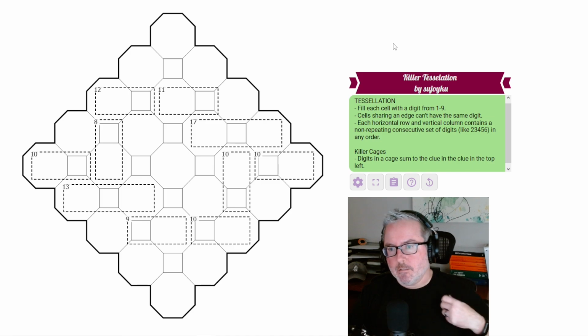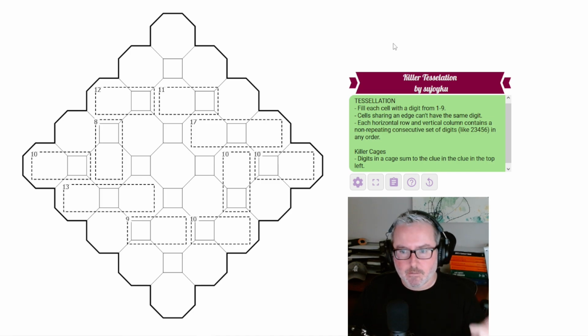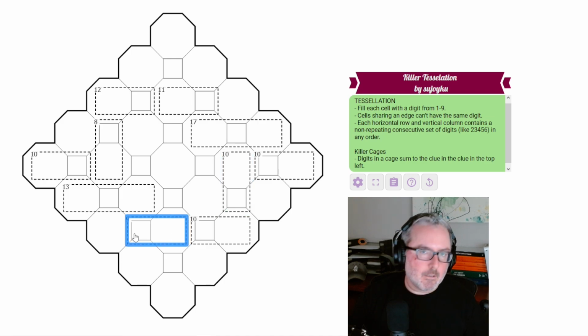And then the point of this specific puzzle is the killer cages. As you can see, digits in a cage sum to the clue in the top left. There's a little bit of extra wordage there, that's no big deal. So these two add up to 12, these add up to 10, these to 9, etc., etc.